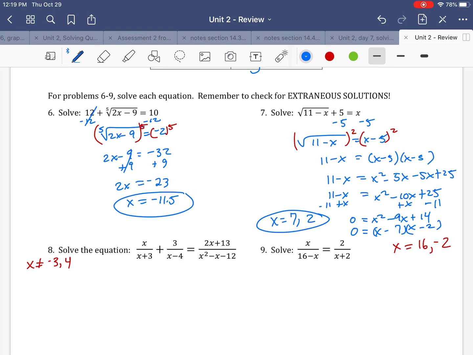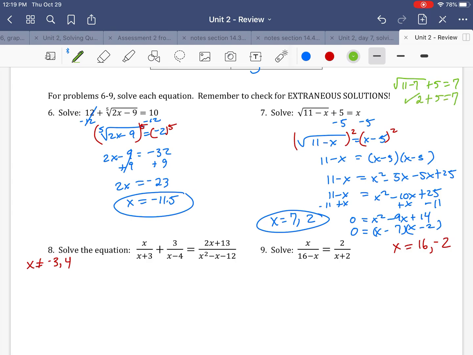Now, it's my job to go back and check those. So I should go back and plug 7 into the original problem. So square root of 11 minus 7 plus 5, does it equal 7? So I'm putting in 7 for all the x's. So that's square root of 4. Square root of 4 is 2, and 2 plus 5 does equal 7.